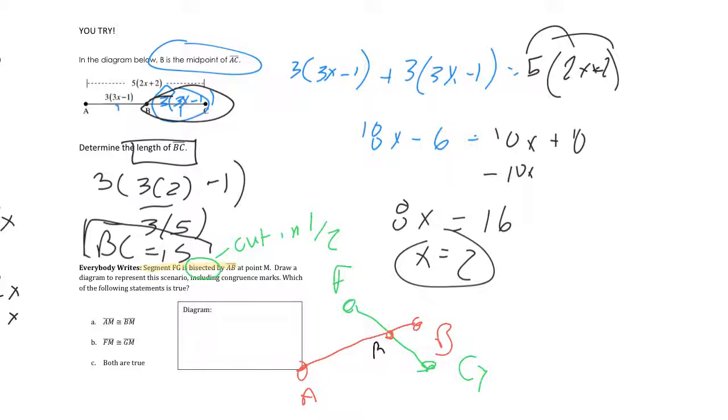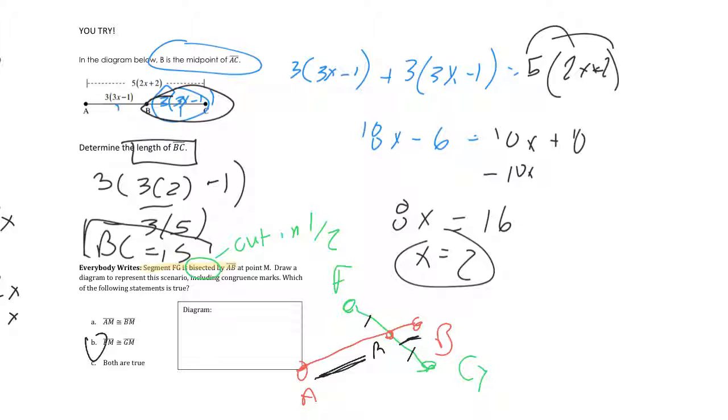So it hits at point M. So the line that is cut in half is FG. Read the sentence. Segment FG is cut in half. So that means FM is equal to MG. I don't know that AM is equal to BM, because it didn't say AB is bisected by FG. AB is not cut in half.